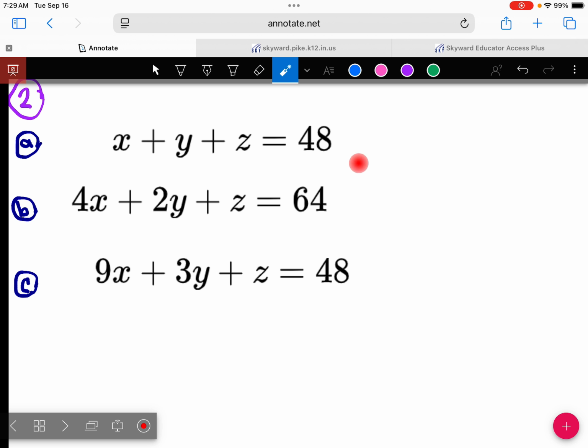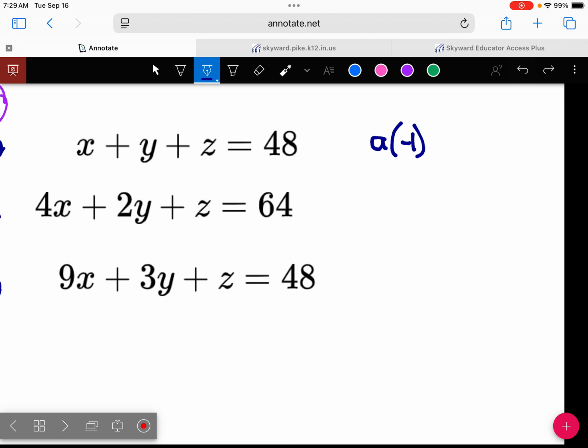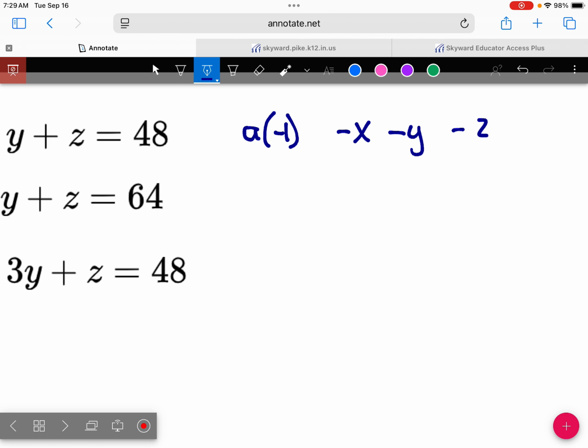And I'm gonna multiply A. I'm gonna work with A, and I would really like that to be a negative Z. I want it to be a minus Z, because then I could add it here, or I could add it down here. So I'm gonna take my A times -1. What that'll do is change all the signs to make this my minus x minus y minus z equals minus 48, because it goes to both sides.